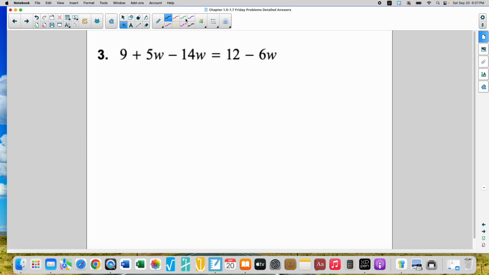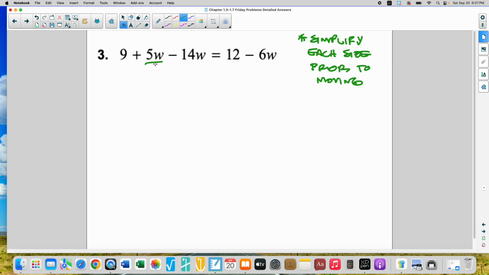Another interesting problem, I'm really liking these problems as they grow. This is an interesting one. Not only do we have to move variables first, but even before that, we should simplify each side prior to moving.